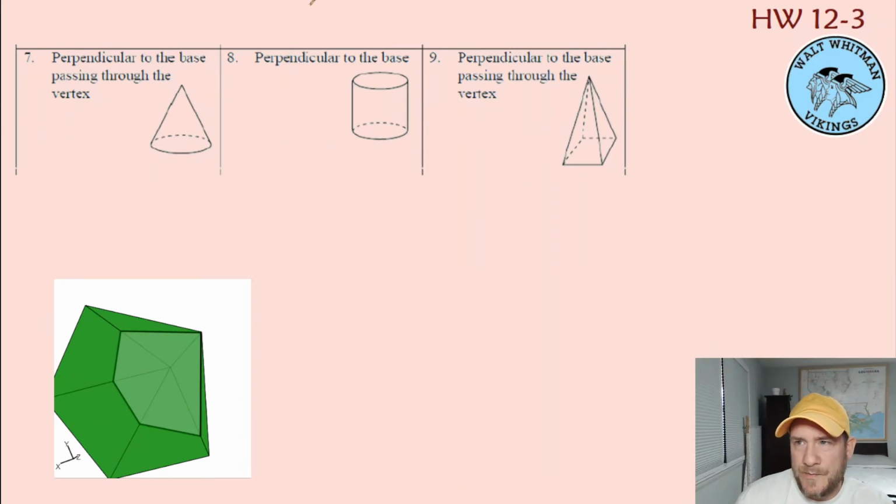7. Let's be perpendicular to the base and pass through the vertex. We did this problem already in this literal homework. You get a triangle.